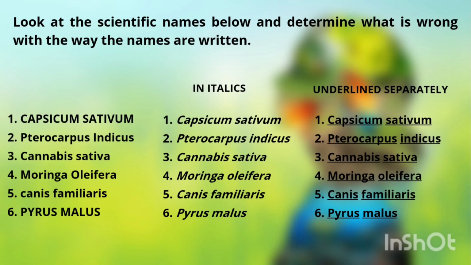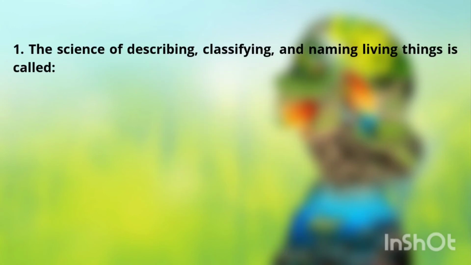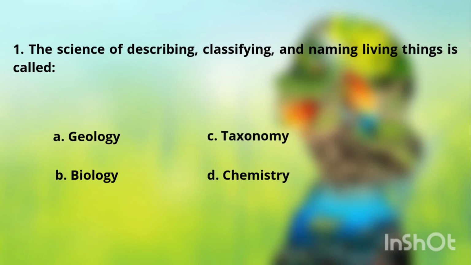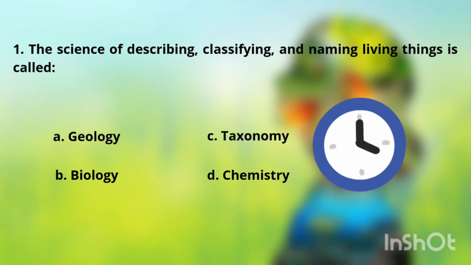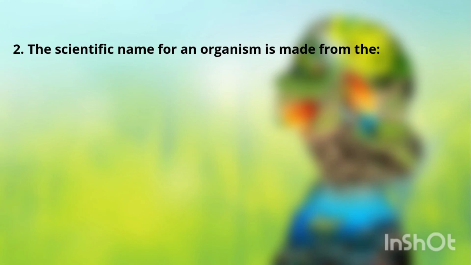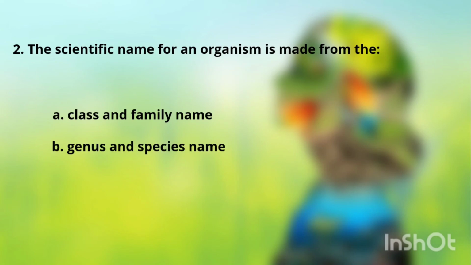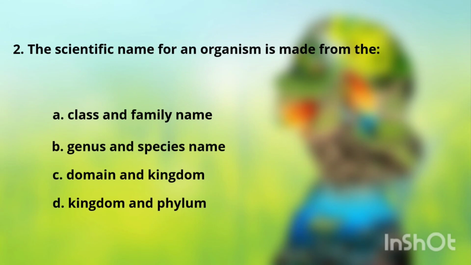At this point, let us check your understanding. Number 1. The science of describing, classifying, and naming living things is called A. Geology, B. Biology, C. Taxonomy, D. Chemistry. Number 2. The scientific name for an organism is made from the A. Class and family name, B. Genus and species name, C. Domain and kingdom, D. Kingdom and phylum.